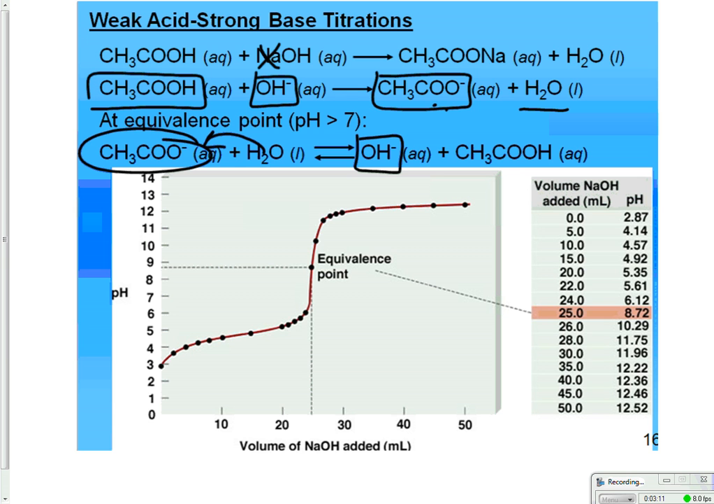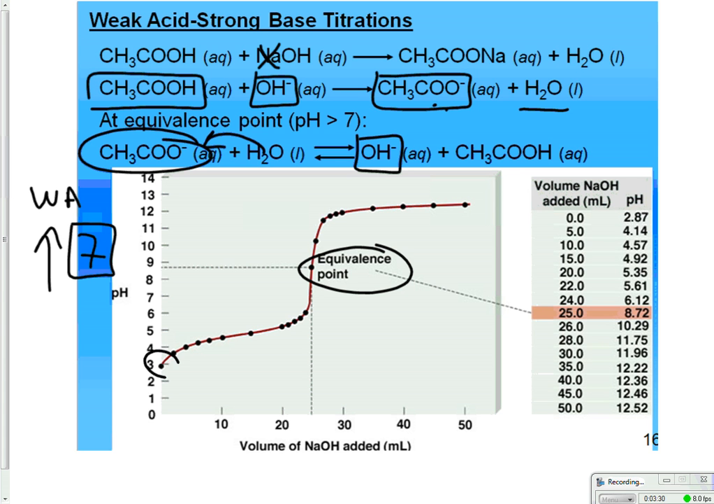At equivalence of a strong base, weak acid titration, anytime you have a weak acid or a weak base, the equivalence point can't be 7. In this case, the equivalence point is always going to be greater than 7 when you're titrating a weak acid. How do I identify this as a weak acid titration curve?